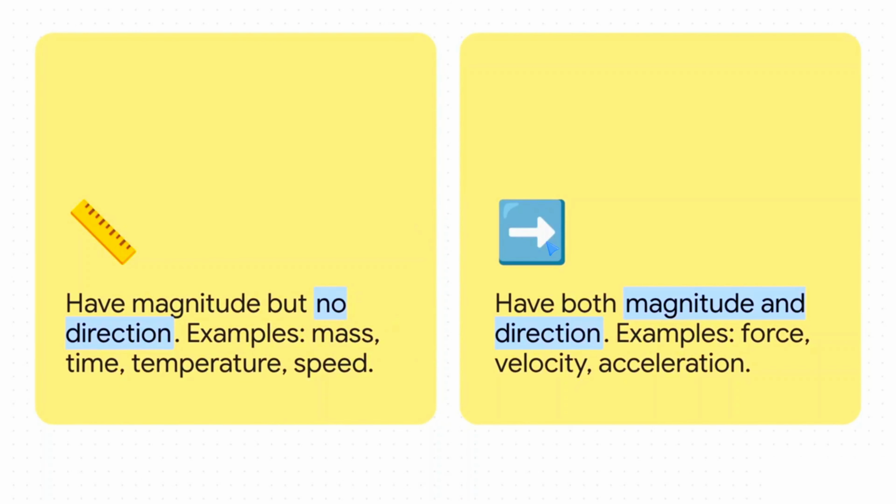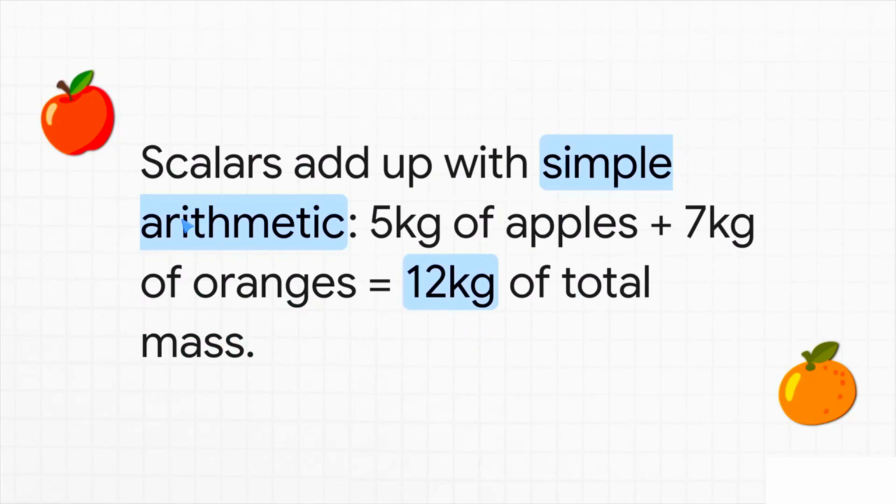But then you have vectors, and these are a whole different ballgame. They have both a magnitude and a direction. A force isn't just a push. It's a push in a very specific direction. And this is exactly why scalars are so chill to work with. The math is just simple addition. You've got 5 kilograms of apples, you add 7 kilograms of oranges, and surprise, you get 12 kilograms of fruit. Super simple. No direction, no problem.